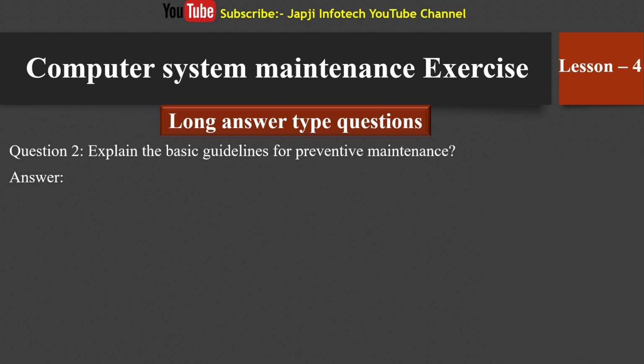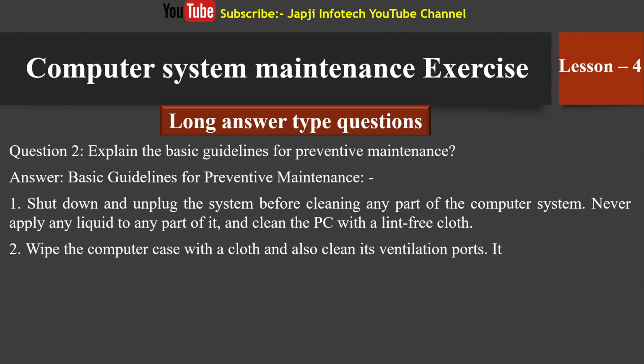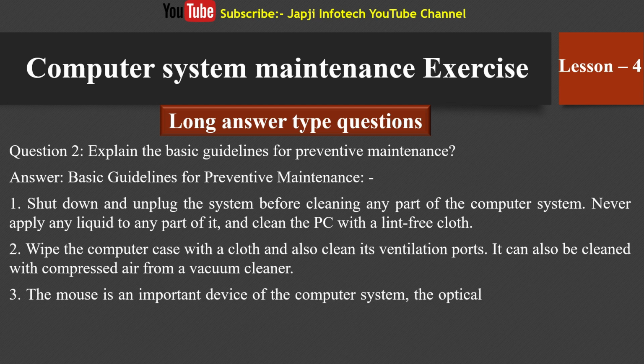So our second question is, explain the basic guidelines for preventive maintenance. The basic guidelines for preventive maintenance are, the first one is, shut down and unplug the system before cleaning any part of the computer system. Never apply any liquid to any part of it and clean the PC with a lint-free cloth. Second one is, wipe the computer case with a cloth and also clean its ventilation port. It can also be cleaned with compressed air from a vacuum cleaner.